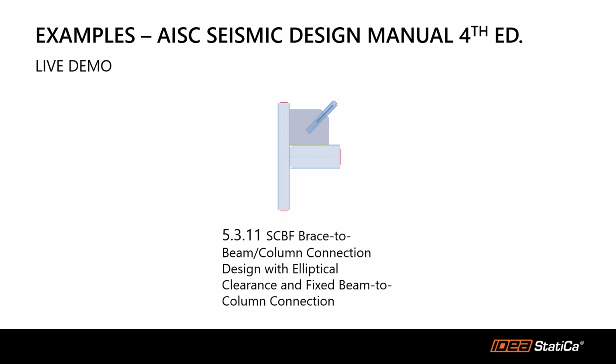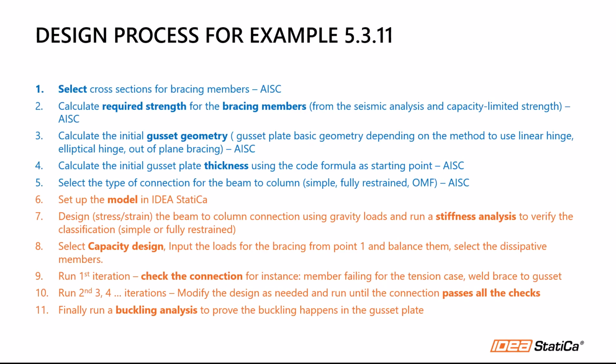Now let's jump into a live demonstration and the proposed design process I have for these connections. I'm going to use example 5.311 from the AISC Seismic Design Manual 4th edition. The proposed process is that you still need to use the AISC seismic provisions due to the code requirements. The first 5 steps are based on AISC 341. I will go quickly through them using some screenshots from the AISC Design Manual, for example 5.311.